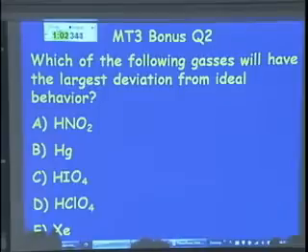Which of the following gases will have the largest deviation from ideal behavior? Nitrous acid, mercury, periodic acid, perchloric acid, or xenon?